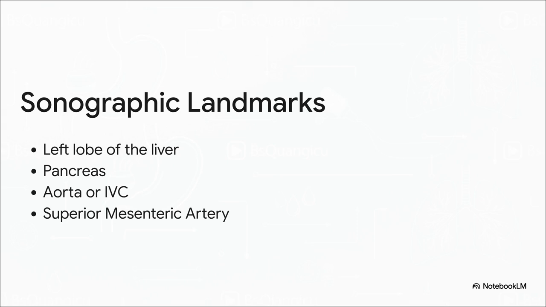To find it, you're looking for a few key landmarks. You've got the bright left lobe of the liver anteriorly. Posterior to the stomach, you'll spot the pancreas, plus the pulsatile aorta or the compressible IVC. And then, right between the aorta and the antrum, you've got the superior mesenteric artery, acting as an awesome depth guide. Once you line those up, the antrum pops right out as this distinct round or oval structure wedged between the liver and the aorta.